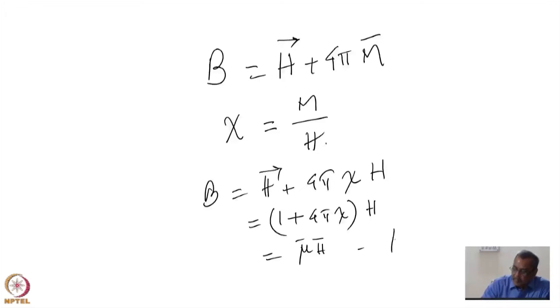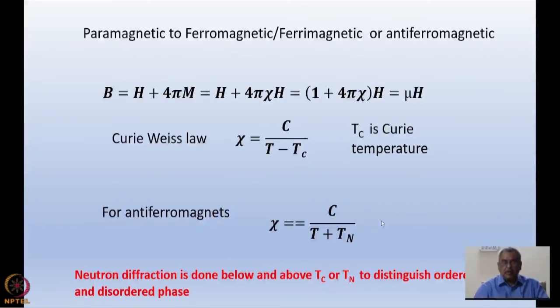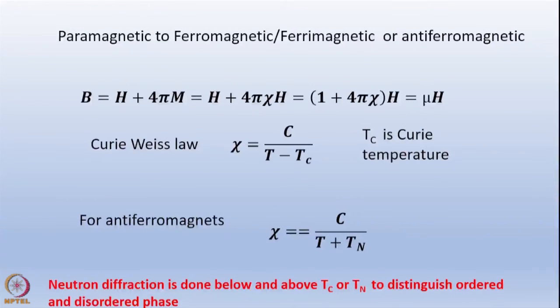The word mu is the permeability of the medium. So these are relationships you are well aware of, but I just write them for completeness' sake, so that when we discuss later, there shouldn't be any confusion. So now, coming back to ferromagnets, and you saw the chi.